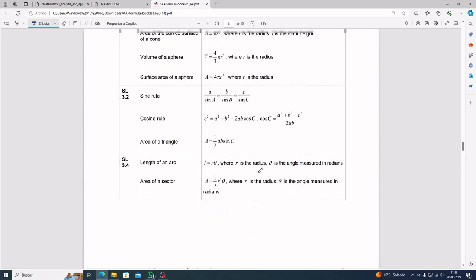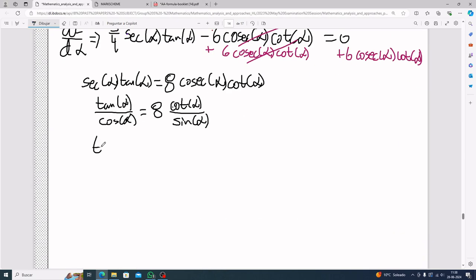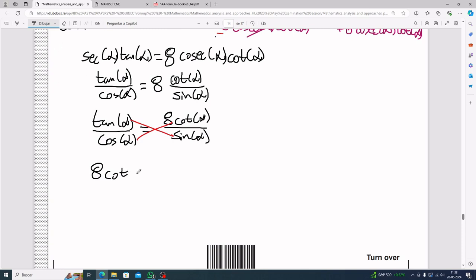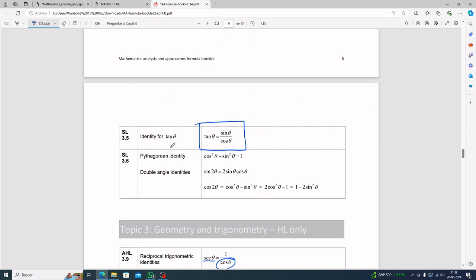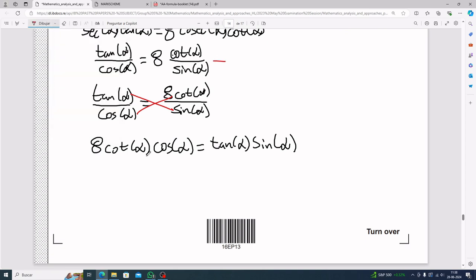So what I would do, thinking about it a little more, is from here you can leave it as tangent alpha divided by cosine alpha equals 8 cotangent divided by sine alpha. From here, you can now cross multiply. That means you end up with 8 cotangent alpha times cosine alpha equaling tangent alpha times sine alpha. Now, the identity for tan is sine divided by cosine, so you want sine on top, cosine on the bottom. That means you can divide by cosine.